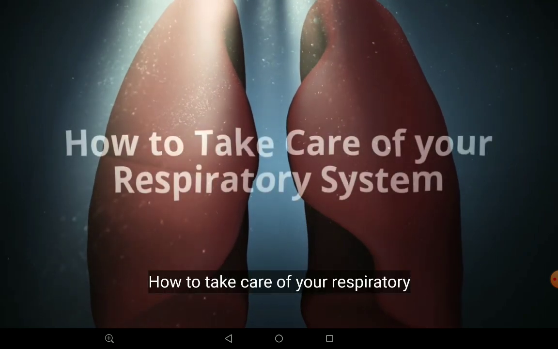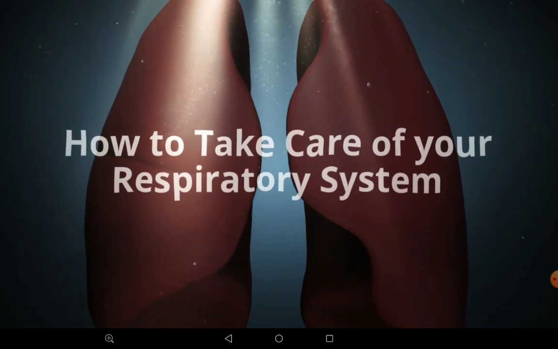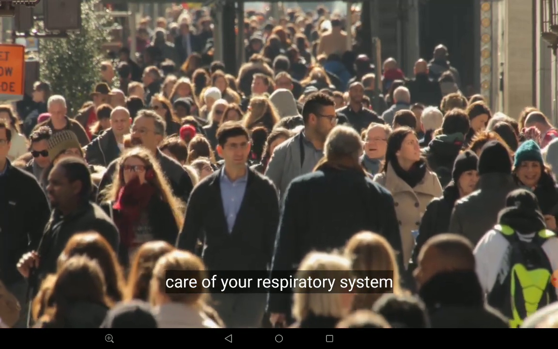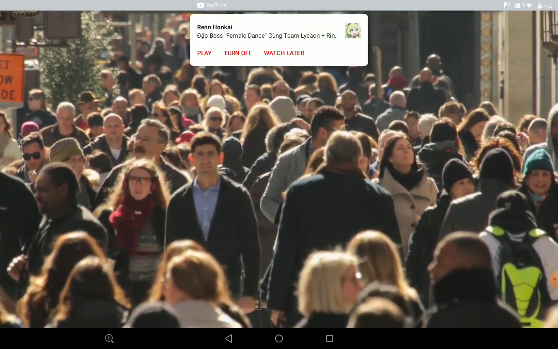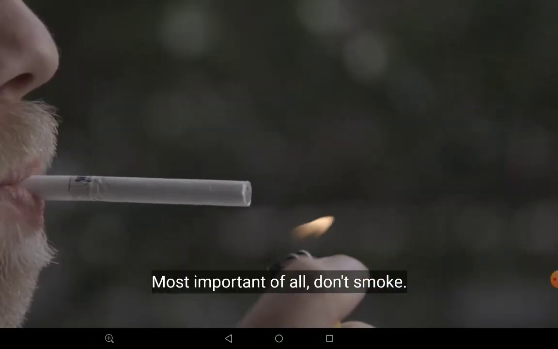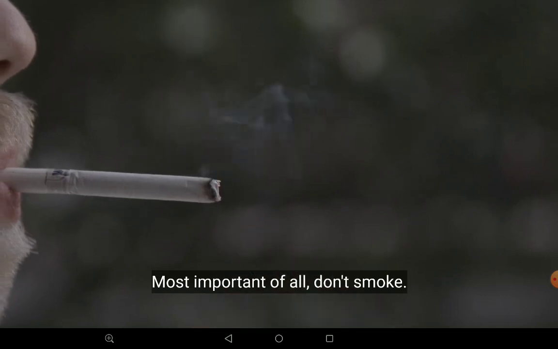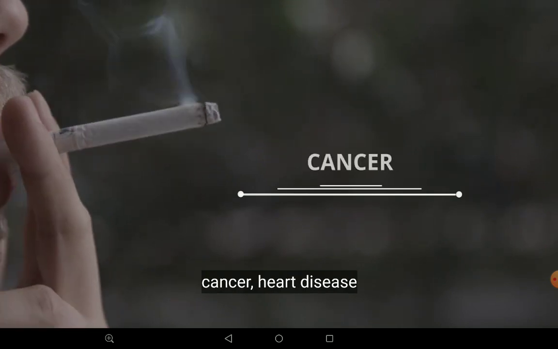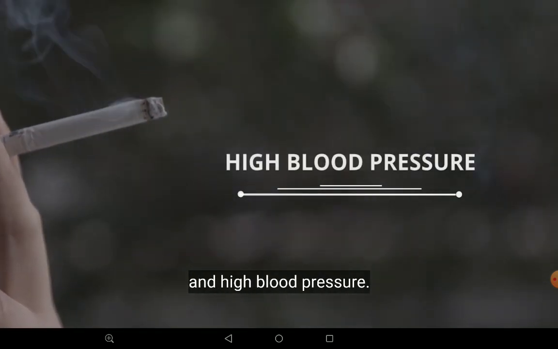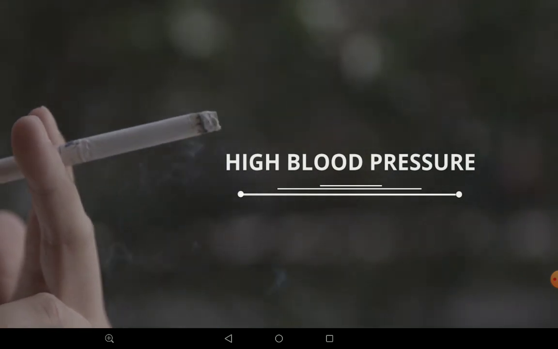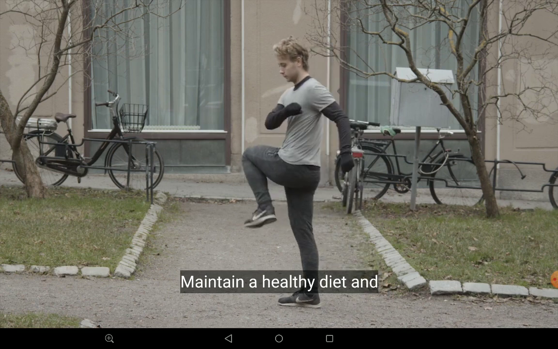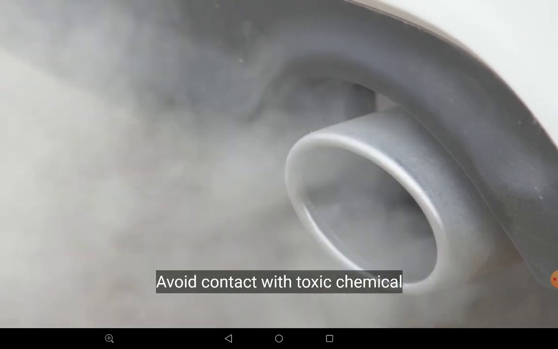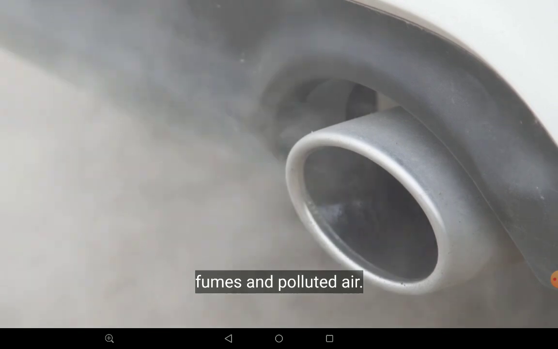How to take care of your respiratory system. There are many ways to take good care of your respiratory system and have a long and healthy life. Most important of all, don't smoke. Smoking increases your risk of getting several different kinds of cancer, heart disease, and high blood pressure. Maintain a healthy diet and exercise regularly. Avoid contact with toxic chemicals, fumes, and polluted air.